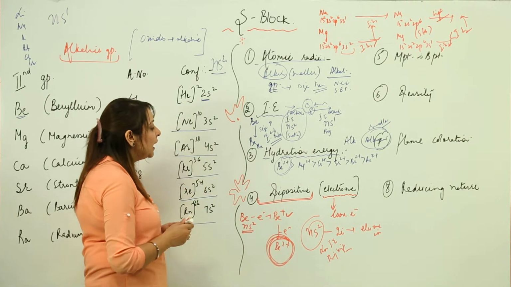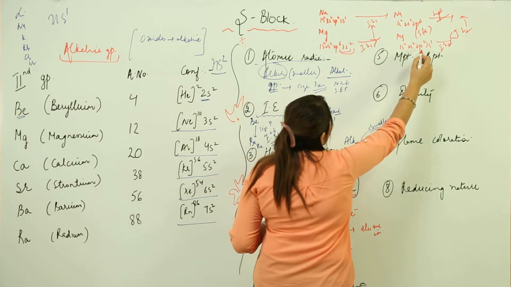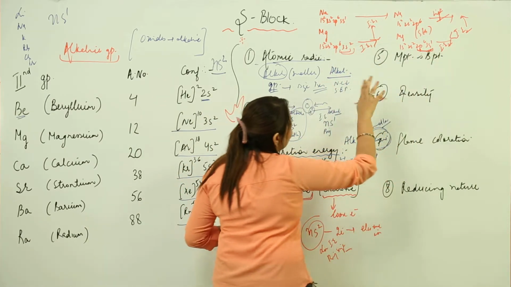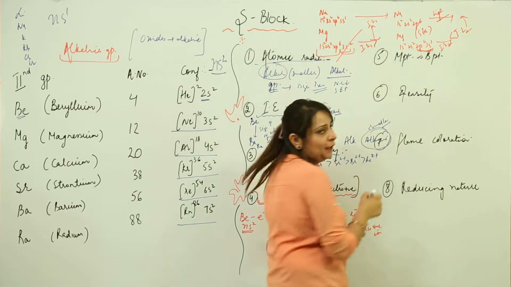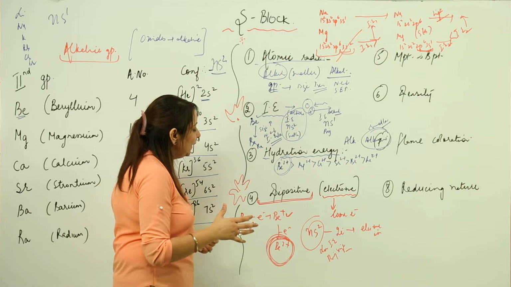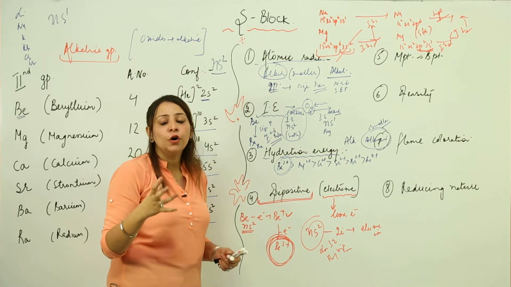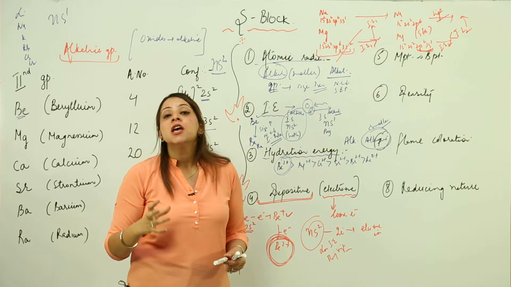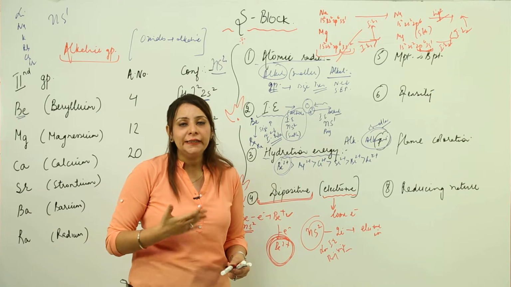The reason being, after removal of 1 electron, they have not acquired a stable configuration. But after removal of 2, if I remove this also and this also, they will acquire a stable configuration. So that means they will form a di-positive ion, because after losing 2 electrons, they will acquire a stable noble gas configuration. This is what they actually need.